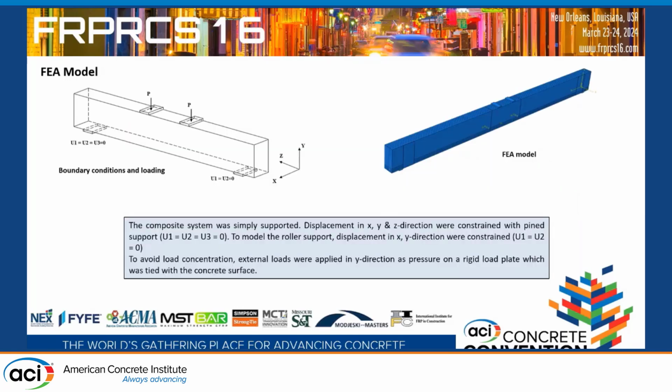So this is the model I used in ABAQUS. The first picture shows the boundary conditions and the loading. The composite system was simply supported. So displacement in X, Y, and Z directions were constrained with pinned support, so U1, U2, and U3 are equal to 0. To model the roller support, displacement in the X and Y directions were constrained, U1 equals U2 equals 0.